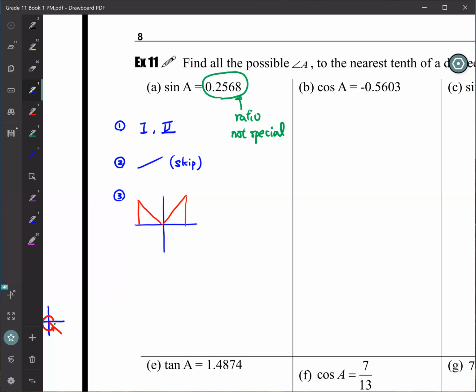Is it a reference angle? Yeah, it's reference angle. Okay, so if you look at here, the reference angle is here, the 2 green dots. But because the ratio is not special, we could not put any side on the picture. So for this kind of question, for the reference angle, you need to use your calculator.